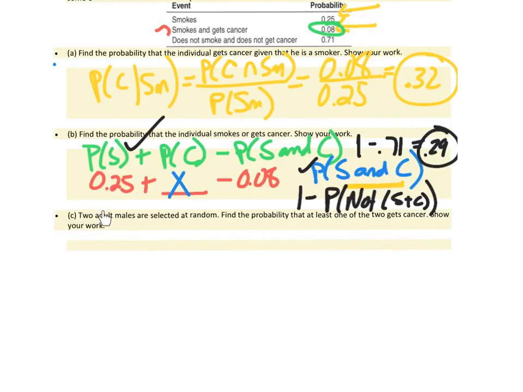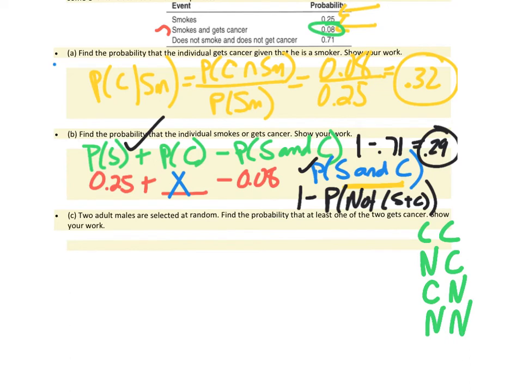Question C. 2 adult males are selected at random. Find the probability that at least one of the 2 gets cancer. So there's 2 approaches on this one. The easiest approach for you to do is think about it this way. There's 4 different possible outcomes for 2 guys. So you're going to have cancer, cancer; no cancer for the first, cancer for the second; cancer for the first, no cancer; or no cancer, no cancer.